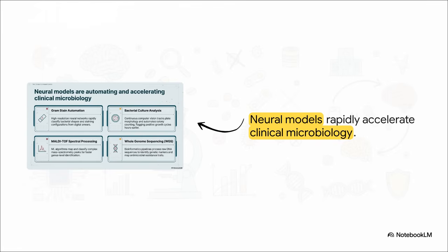On top of that, machine learning algorithms are now processing complex MALDI-TOF mass spectrometry peaks for lightning-fast genus identification. And bioinformatics pipelines, they're processing raw whole genome sequencing to instantly map antimicrobial resistance traits. It's a total game changer.